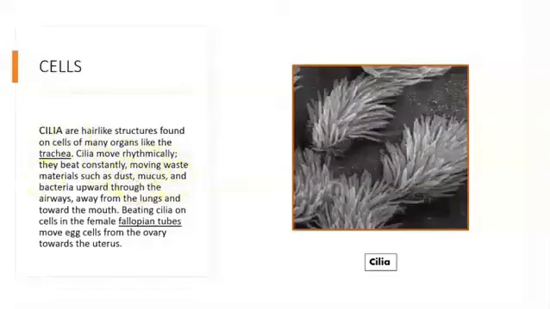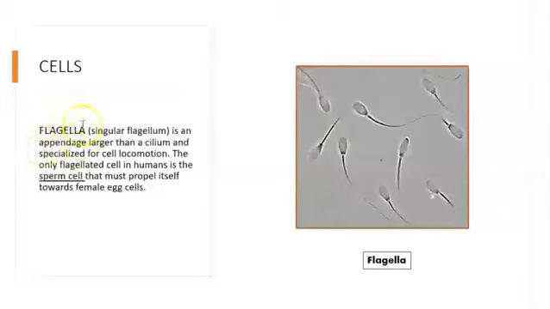Another extension from the cell membrane is going to be flagella. Flagella, in this case, is located in specialized cells such as the spermatozoids. The spermatozoids are going to use the flagella for movement as well, but this is going to be for propulsion.